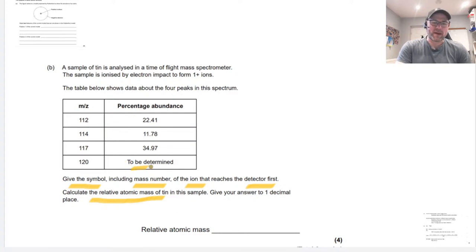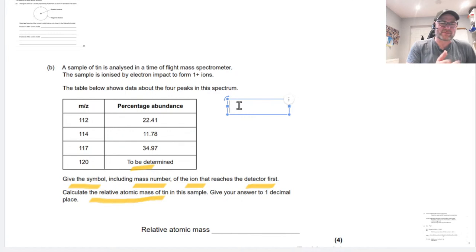So the percentage abundance to be determined, you can work that out, right? How will you work out the missing percentage for that? Yeah, RAM, relative atomic mass. So how do you work out the RAM? Just pretend it's one of your GCSE ones. What would you do here, guys?